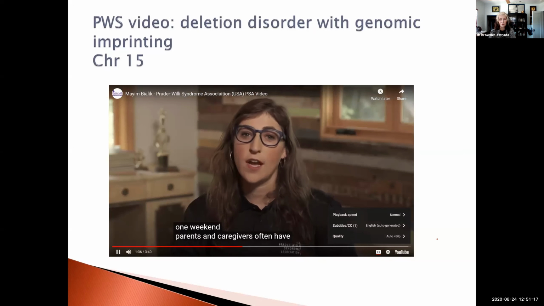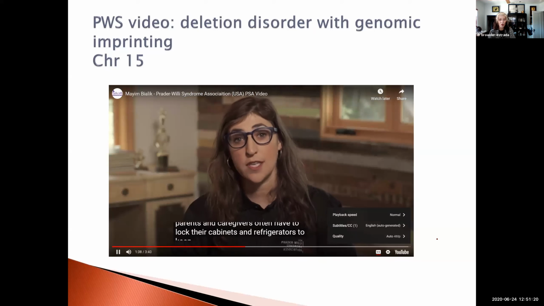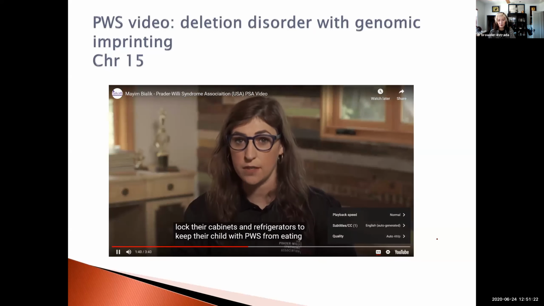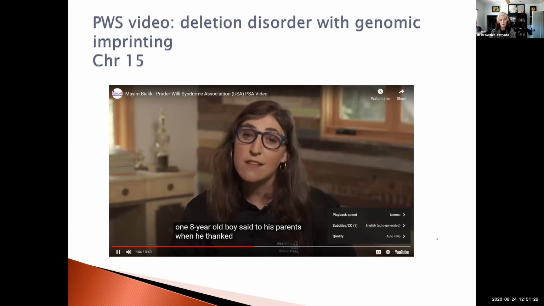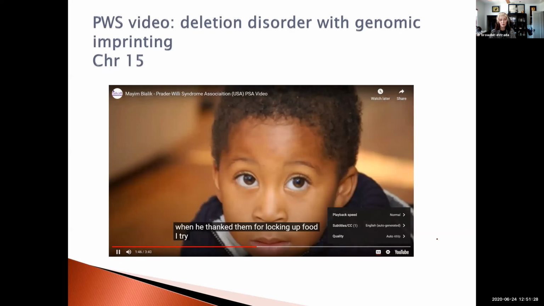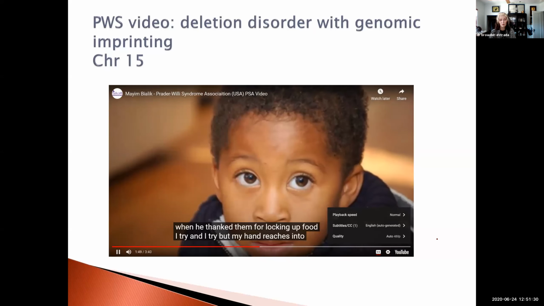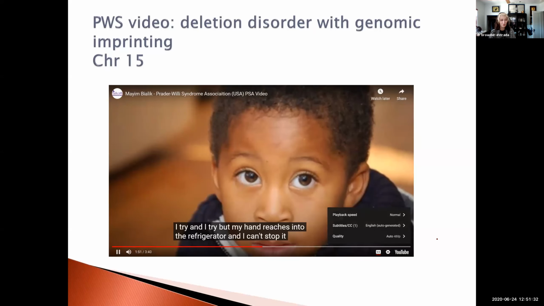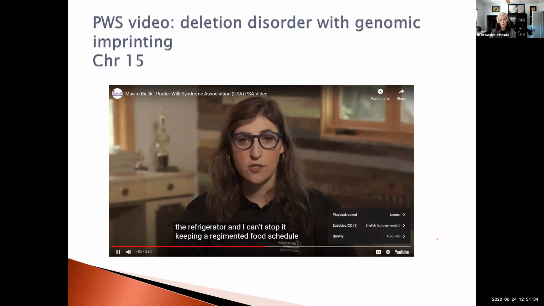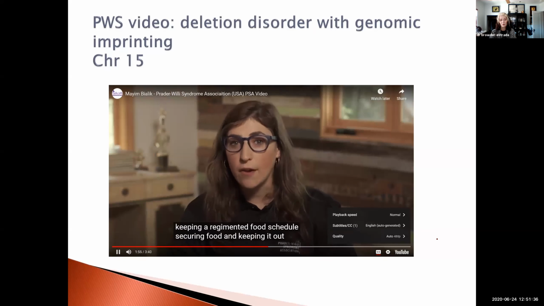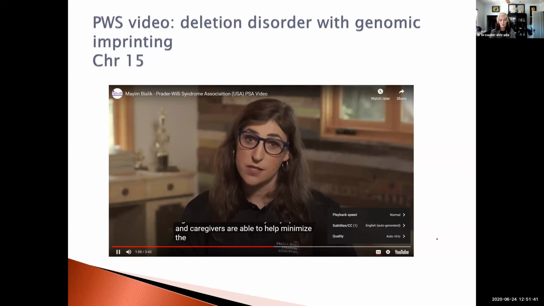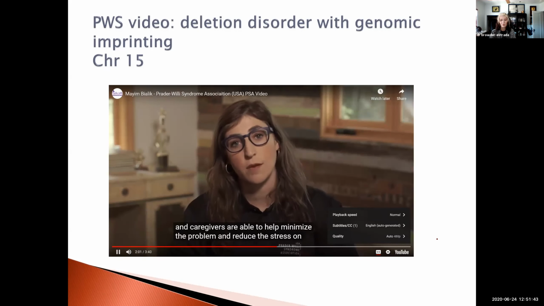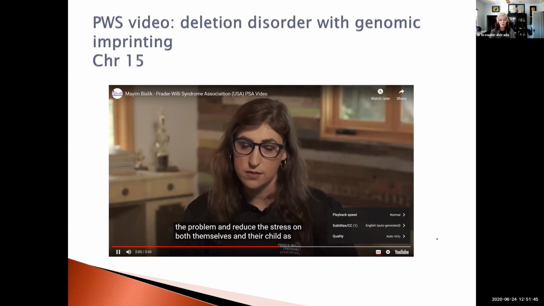Parents and caregivers often have to lock their cabinets and refrigerators to keep their child with PWS from eating. As one 8-year-old boy said to his parents when he thanked them for locking up food, "I try and I try, but my hand reaches into the refrigerator and I can't stop it." Keeping a regimented food schedule, securing food, and keeping it out of sight are some of the many ways parents and caregivers are able to help minimize the problem and reduce the stress on both themselves and their child.